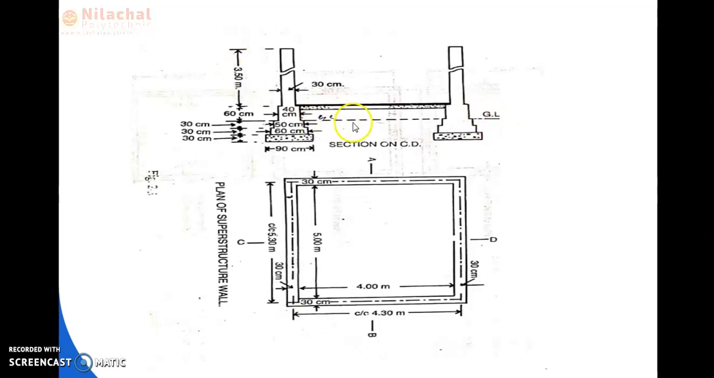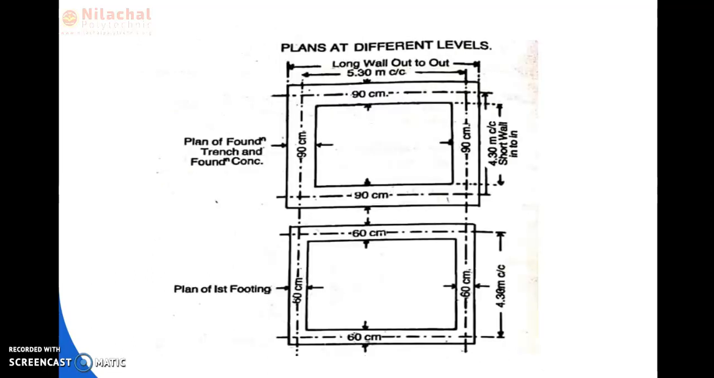So in both cases, in section on AB and section on CD, or we can consider the long wall and short wall cross section, both are equal. Okay. So next we go through the calculation part. Here we are showing the plan of different levels.